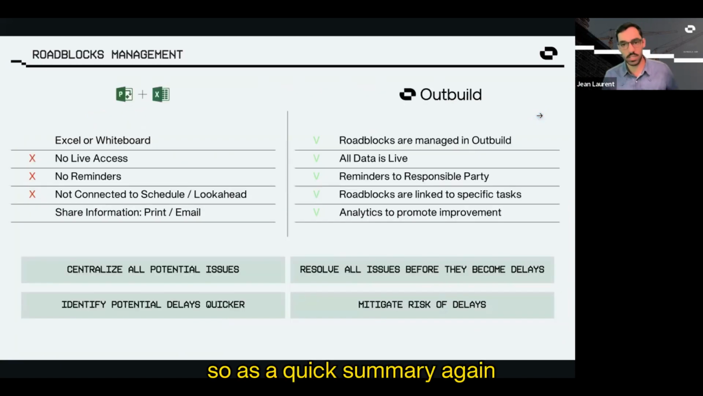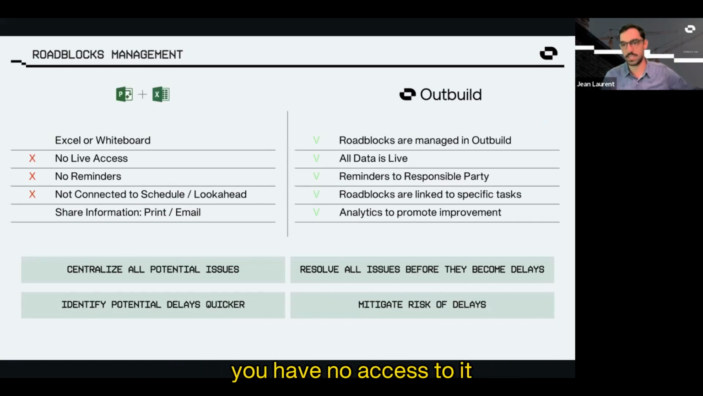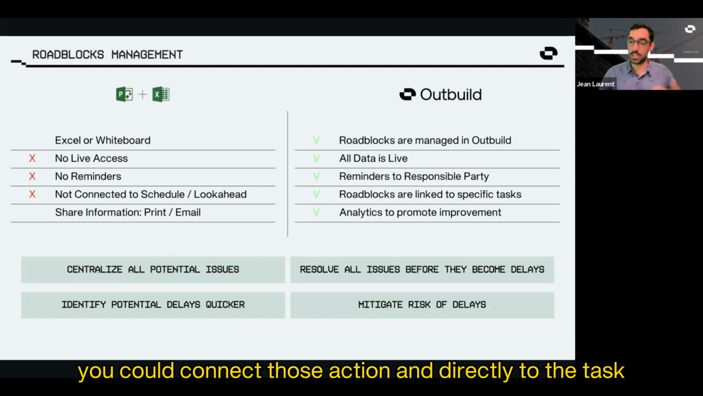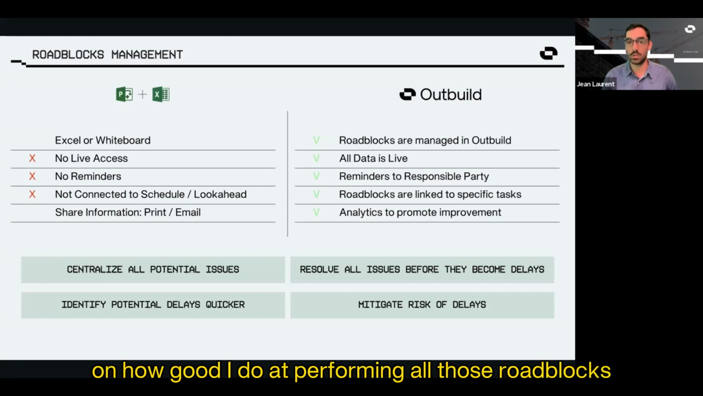So as a quick summary again, Project, Excel, great, or you do a whiteboard, but it's very siloed. All this information is living on a whiteboard. You have no reminders, you have no access to it. It's all living in one place. Now with Outbuild, you could connect those action items directly to the task. You get an email and a reminder, making sure you don't forget about it. And we also provide you analytics on how good you are at performing all those roadblocks.